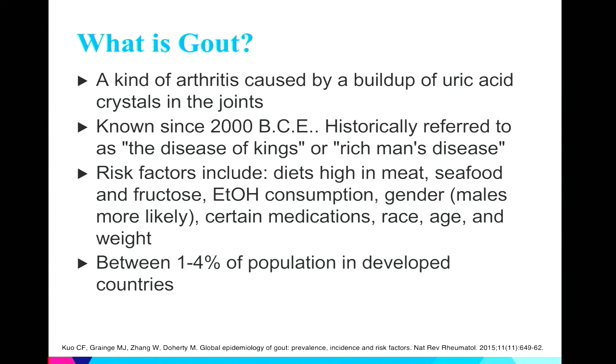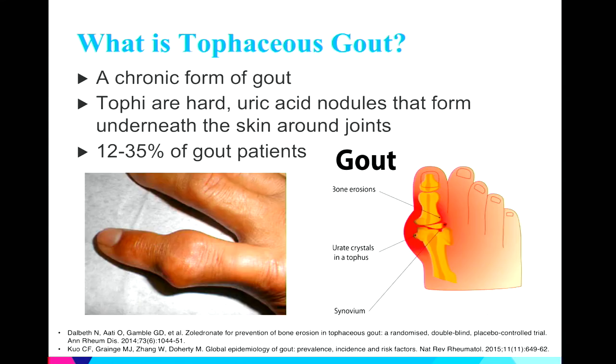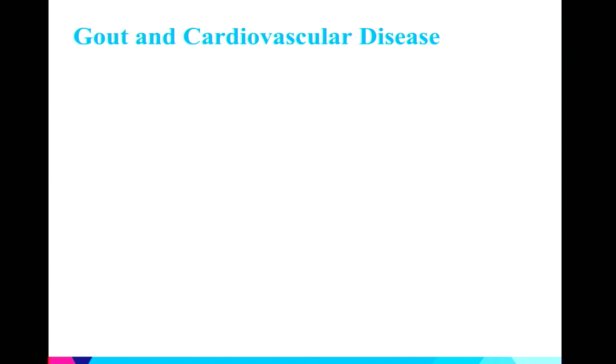It's still extremely prevalent today, so between 1% to 4% of the population in developed countries is afflicted with gout, and research has shown that this number is growing and not getting smaller. And I mentioned before that we looked at patients with tophaceous gout, which is a chronic form of gout, and it's characterized by these also extremely painful nodules that form in the joints. And so here you can see it in a patient's finger, and these uric acid buildups occur in 12 to 35% of gout patients.